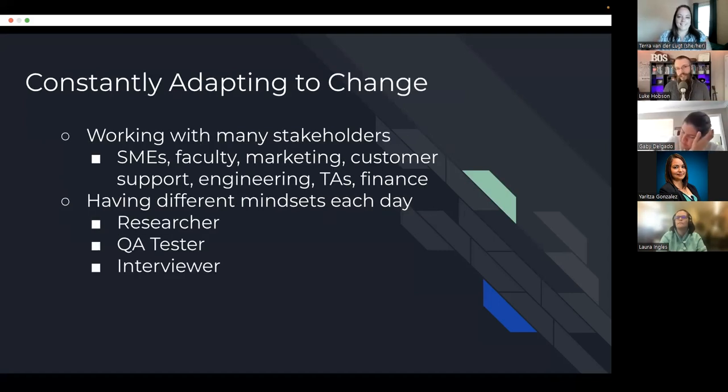The next is change. Instructional designers are change agents. We are fantastic when it comes to change. It doesn't mean, though, that we like it. It's more about something that we have to do.